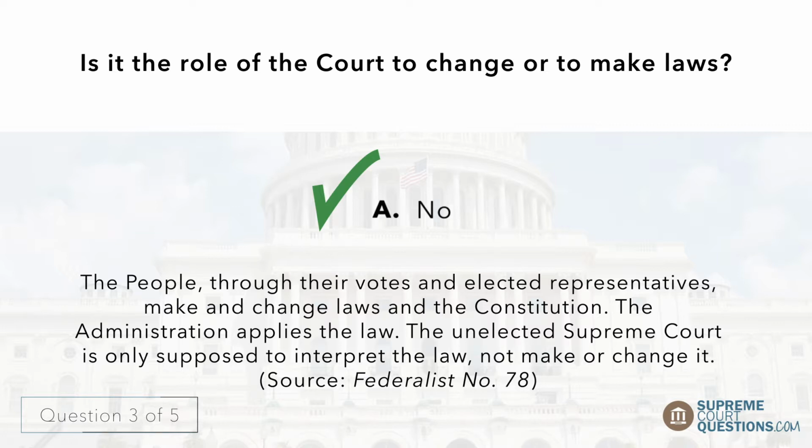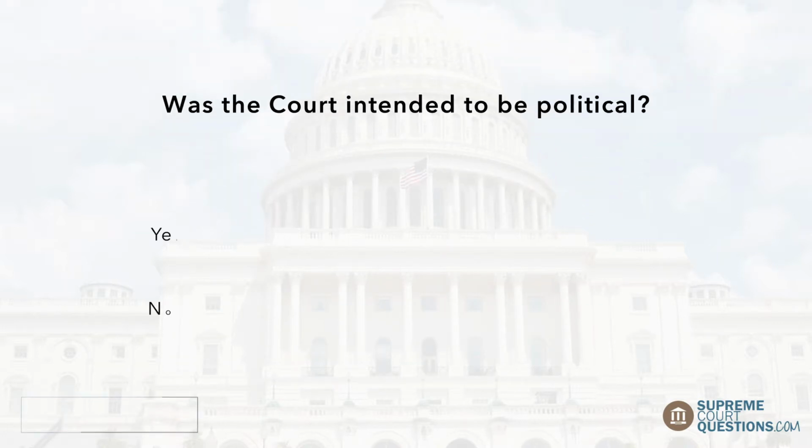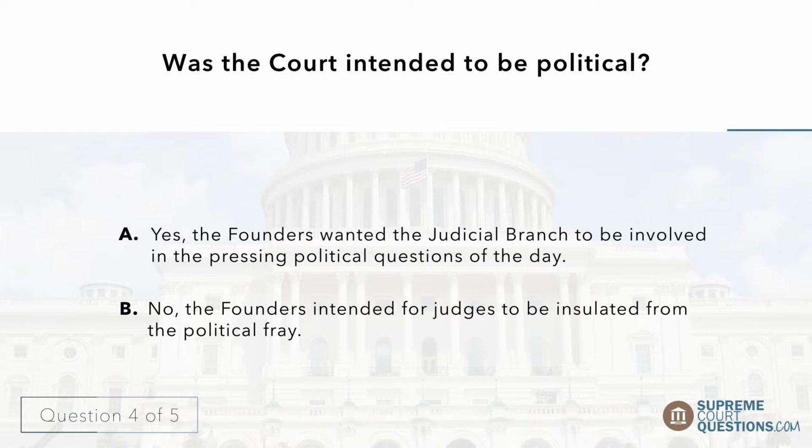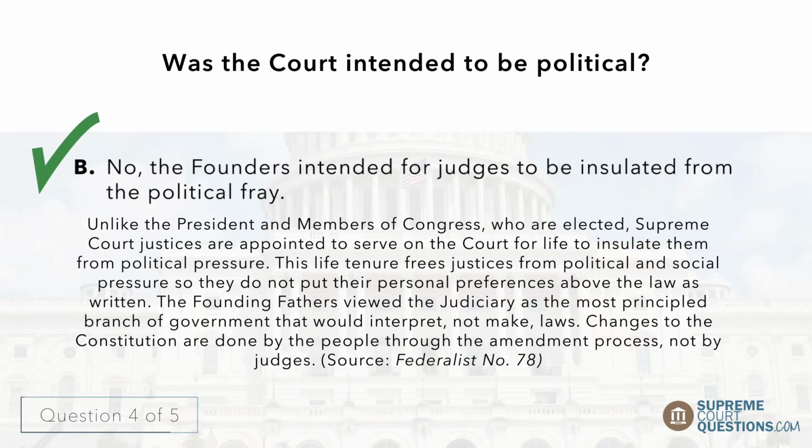Next question. Was the court intended to be political? Select an answer. A. Yes. The founders wanted the judicial branch to be involved in the pressing political questions of the day. Or B. No. The founders intended for judges to be insulated from the political fray. The correct answer is B.